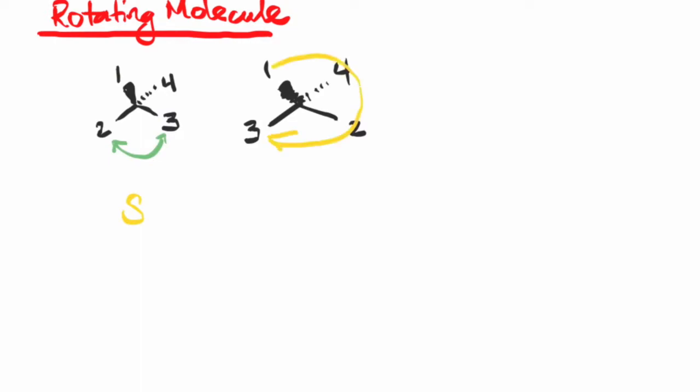As is, what is the designation of this molecule? If you go from 1 to 3, that's an S, counterclockwise designation, right? So what happens if we were to switch two of the groups, switching group 2 and 3? What is the designation of this new molecule? 1, 2, 3. It is now clockwise, right?